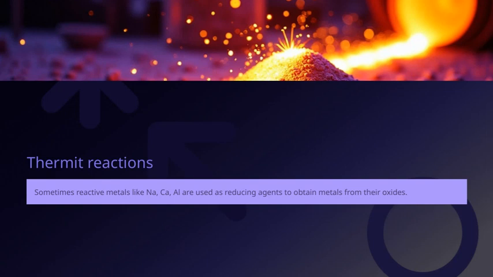Sometimes, reactive metals like sodium, calcium, and aluminum are used as reducing agents to extract metals from their oxides. These metals are quite reactive, which makes them effective in driving the reduction process. One interesting example of this is thermit reactions. In thermit reactions, a highly reactive metal reduces a metal oxide, releasing a lot of heat and energy in the process. This technique is particularly useful for welding and metal recovery because it produces very high temperatures. So, in essence, thermit reactions are a practical application of using reactive metals as reducing agents to obtain pure metals efficiently.